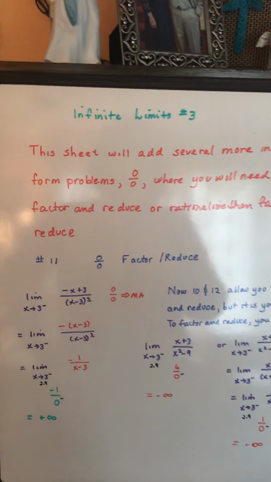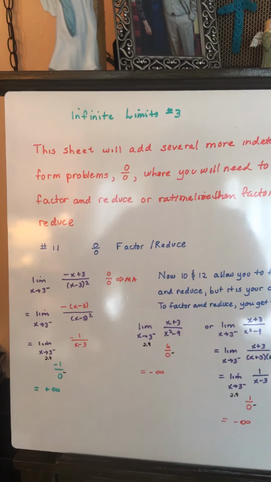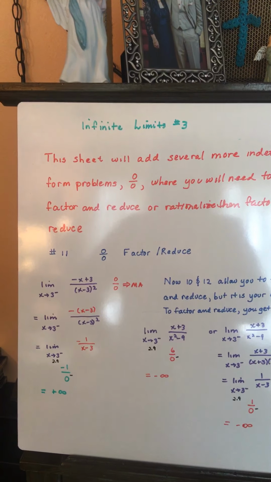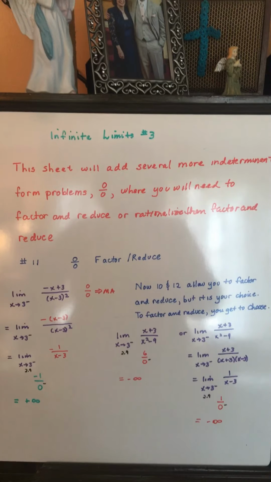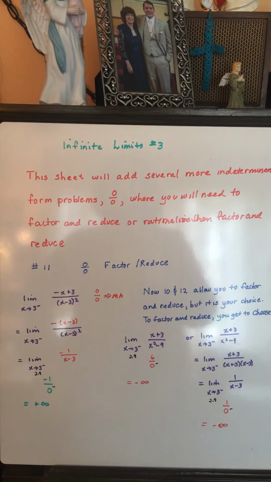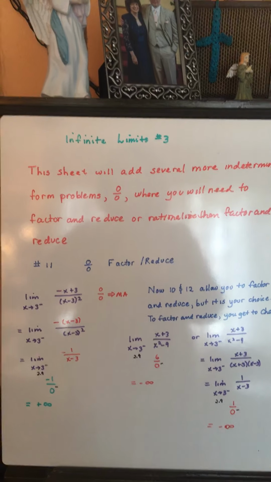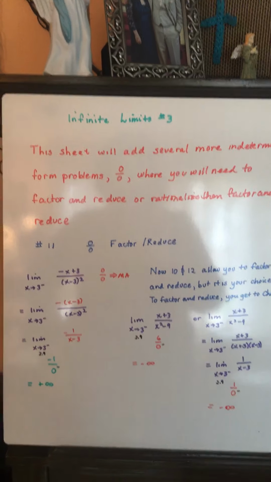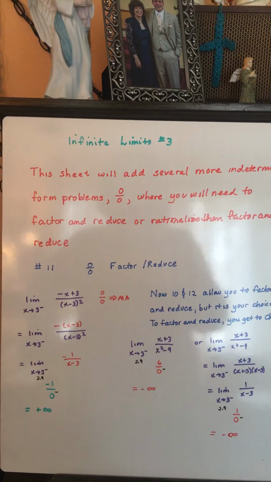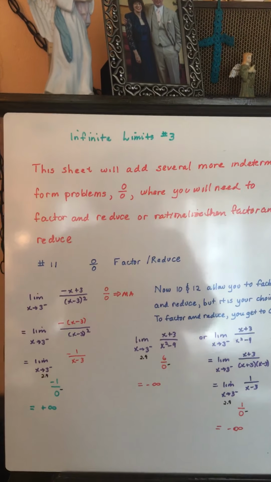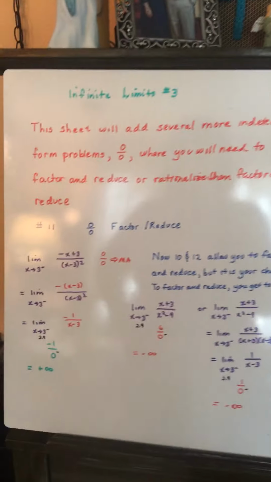All right, folks, Infinite Limits 3 has a few problems that we need to learn. I'm going to review some other things, but first I want to talk about that we're going to see more indeterminate forms of 0 over 0. For the first one, you need to factor and reduce. For the second grouping, you'll need to rationalize, factor, and reduce, and then some other comments.